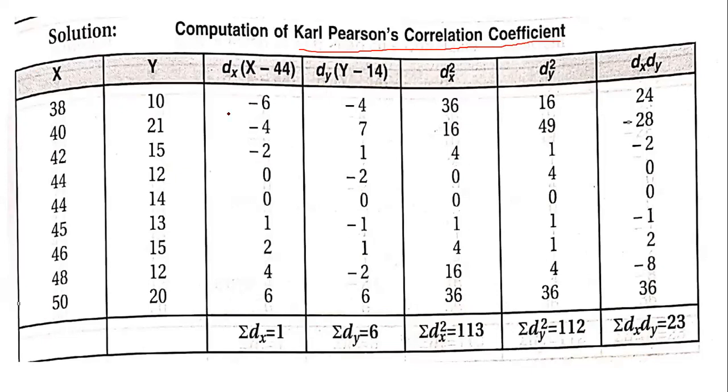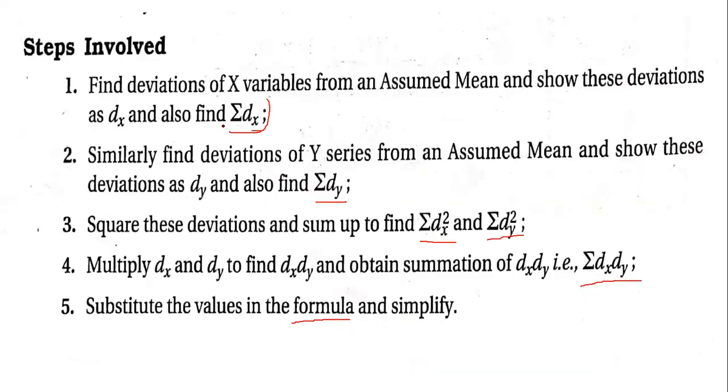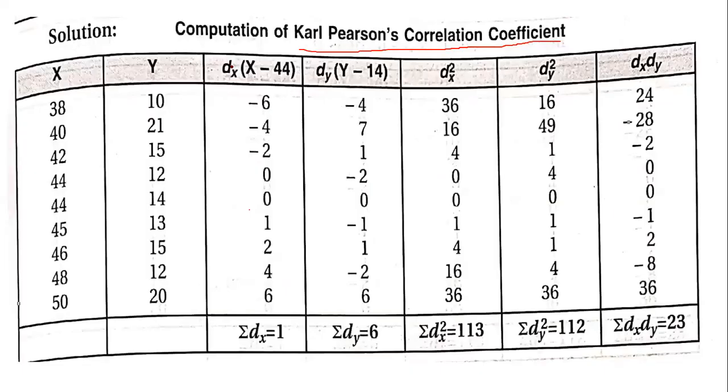The first important value to be computed is summation of dx. To find that, we have to find the dx value. dx is nothing but x minus a, where a is the assumed mean. Out of these values, we take one as the assumed mean. We'll take the central value: there are 4 values to one side and 4 to the other, and they have taken 44 as assumed mean for x.